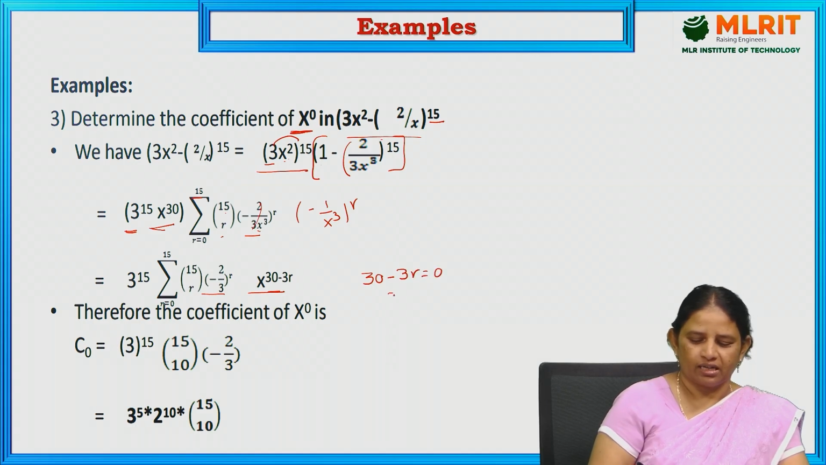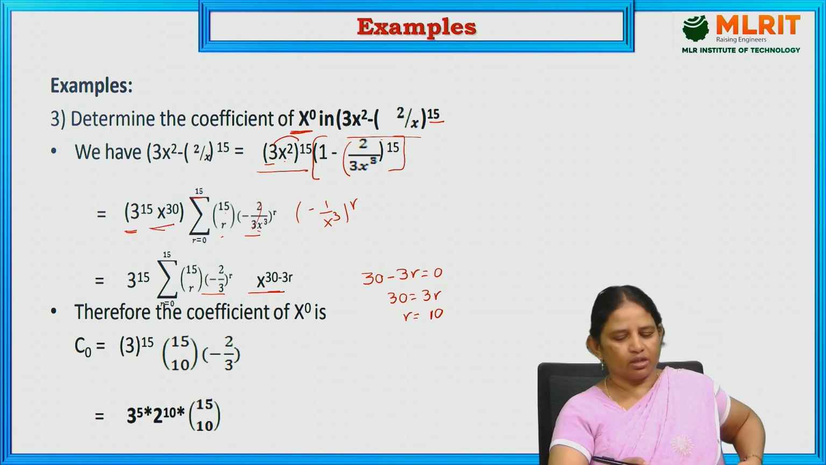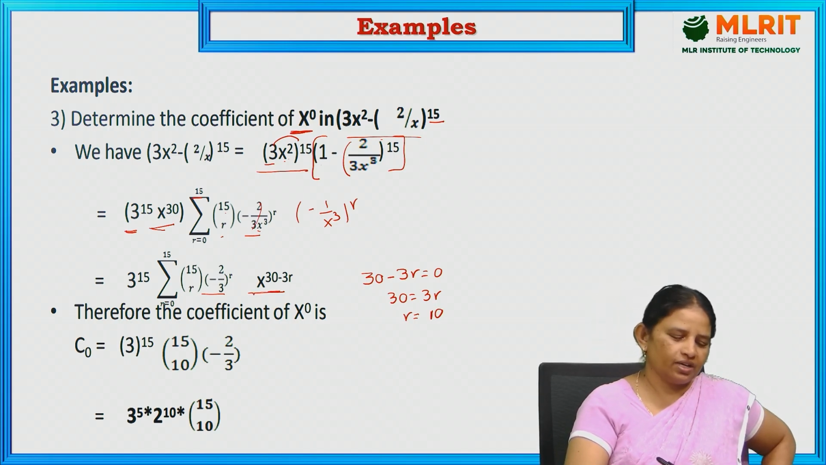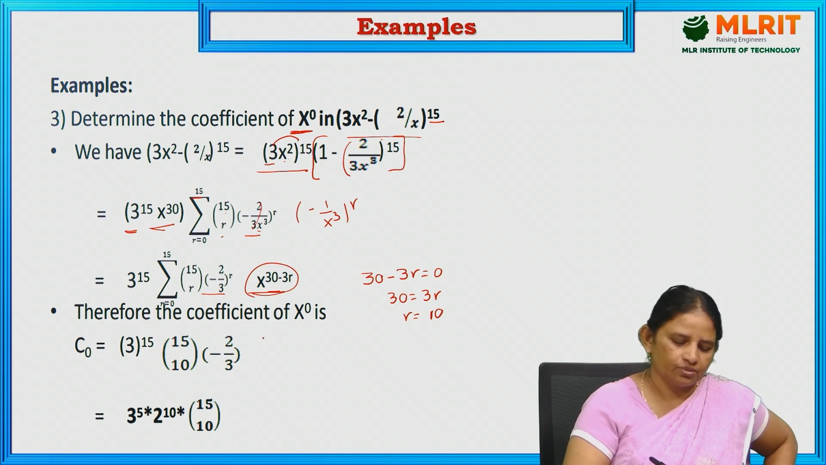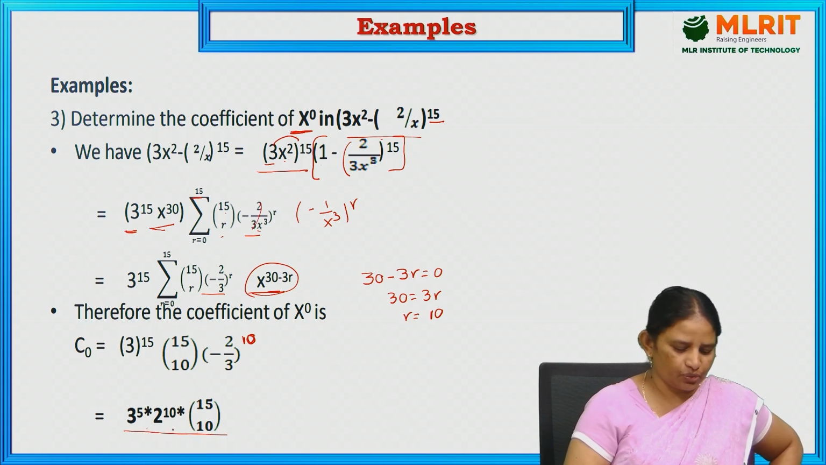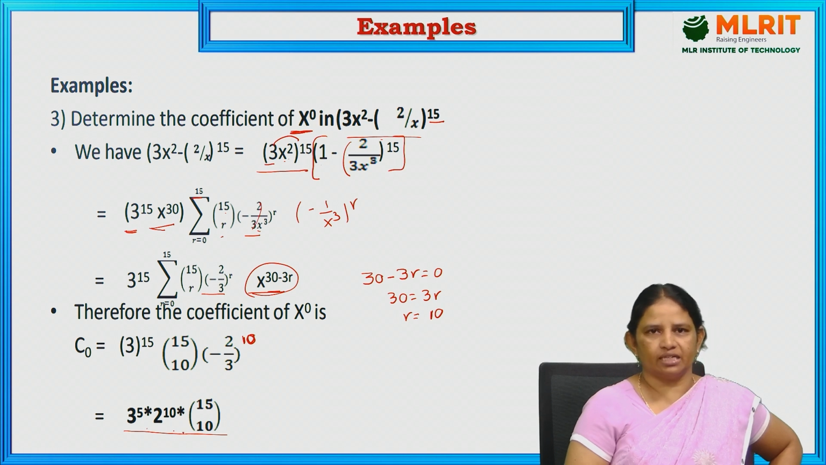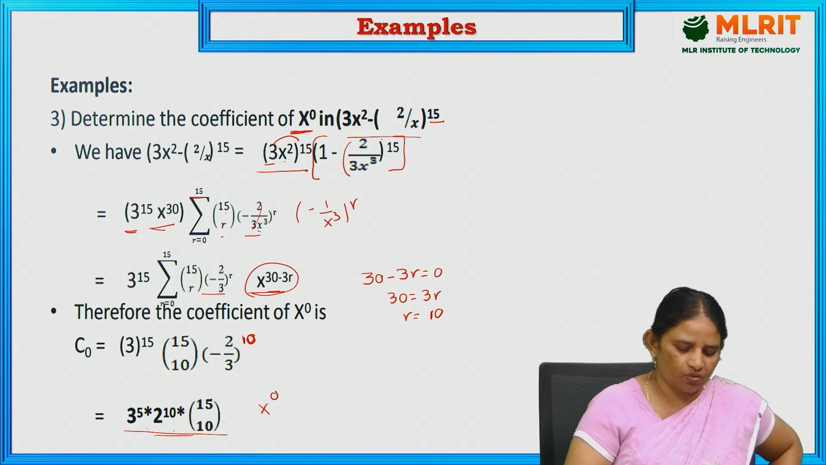0. Then 30 equal to 3r. Then r is equal to 10. So, if r is equal to 10, then only we'll get 30 minus 30, so x to the power of 0 value. So, 3 to the power of 5, 15 Cr, 15 C10, minus 2 power 3, r value is 10. After calculating, we are going to get 3 to the power of 5 into 2 to the power of 10 into 15 C10. This is the problem, this is the solution. We are going to get the coefficient of x to the power of 0.